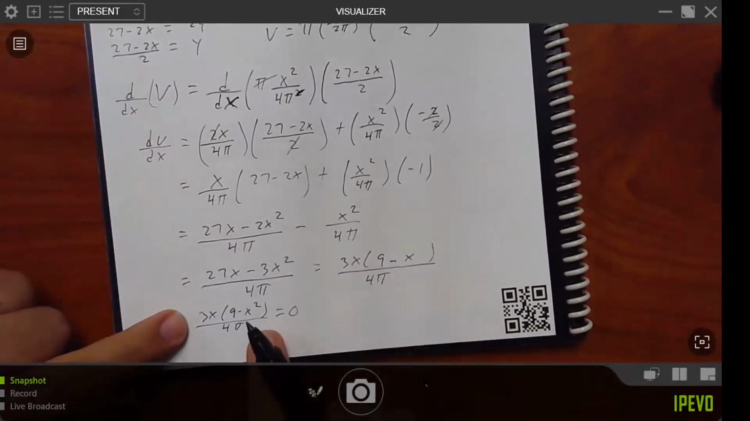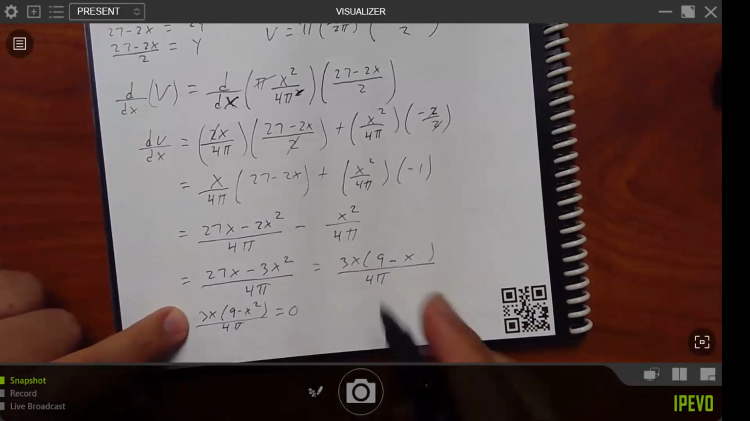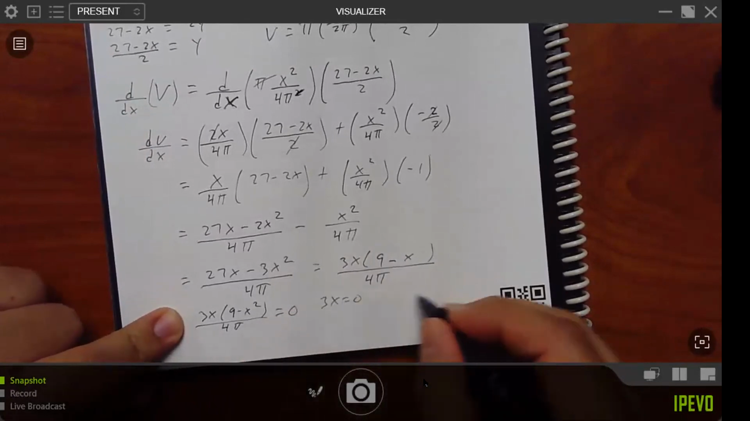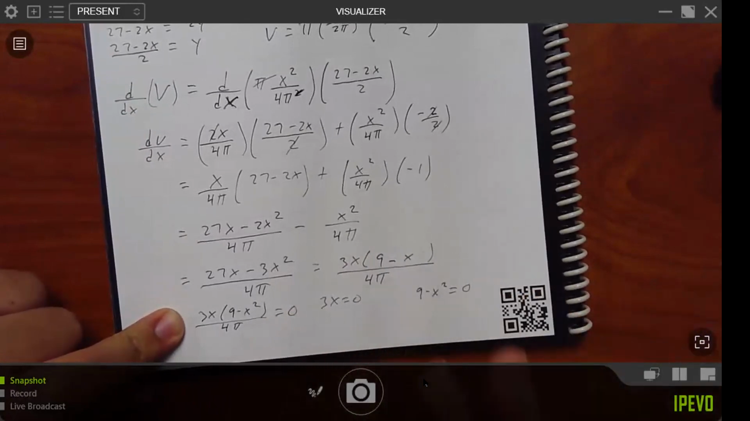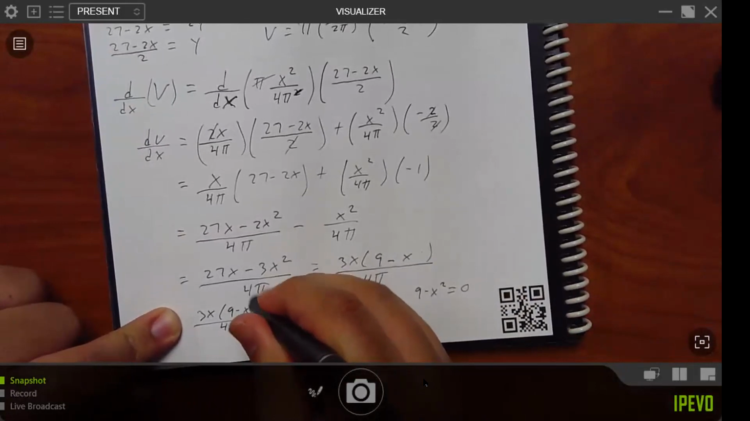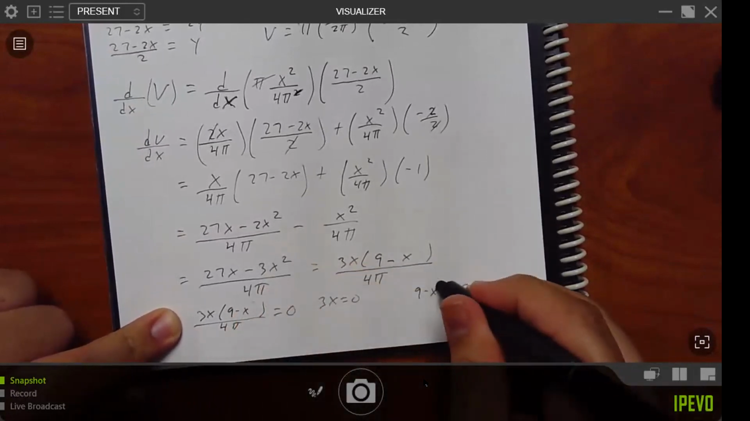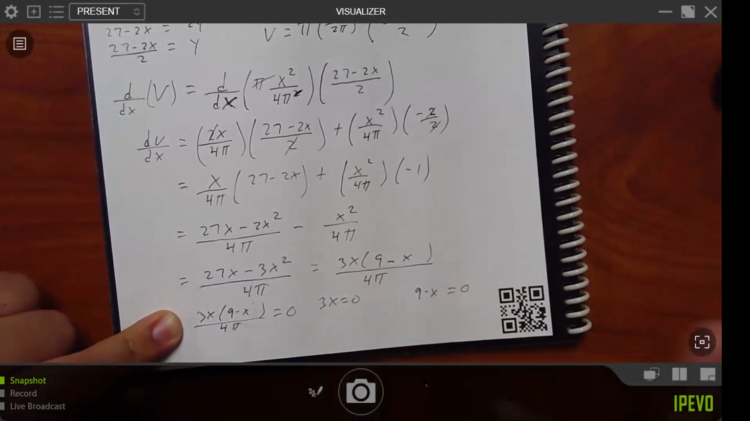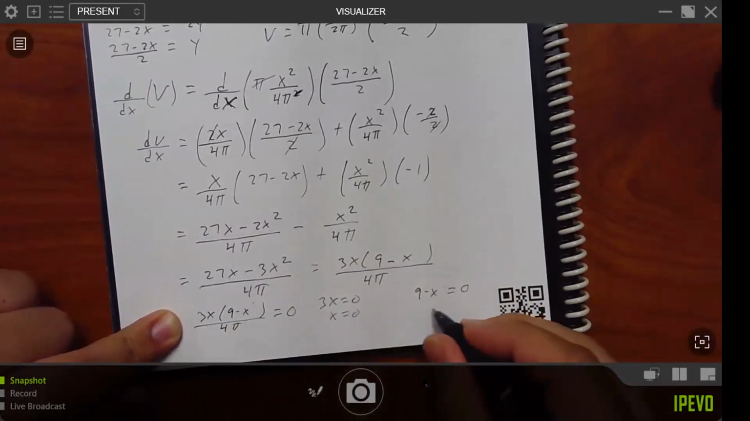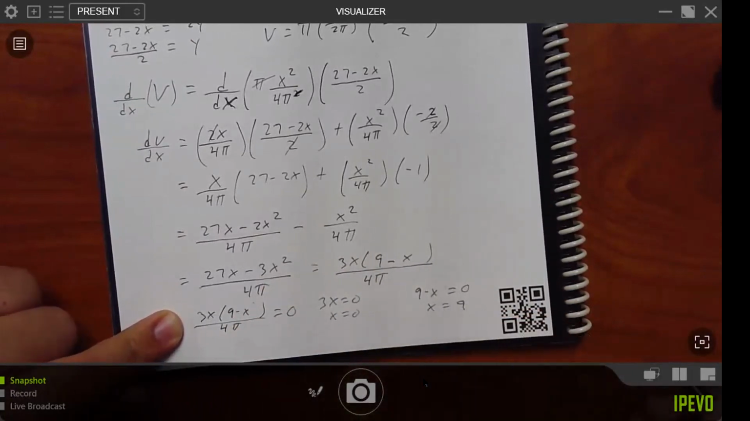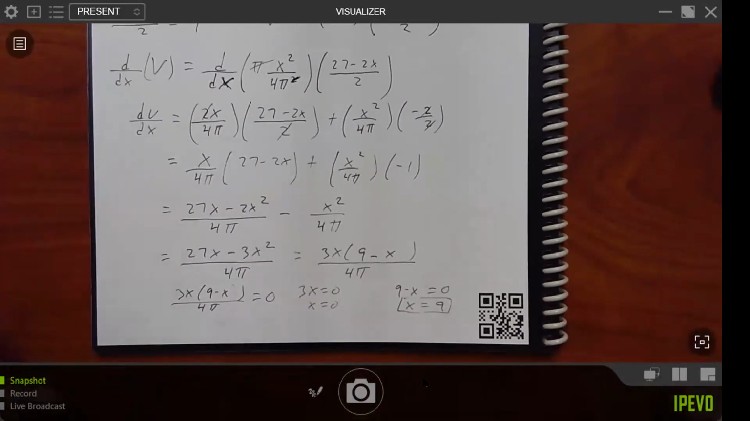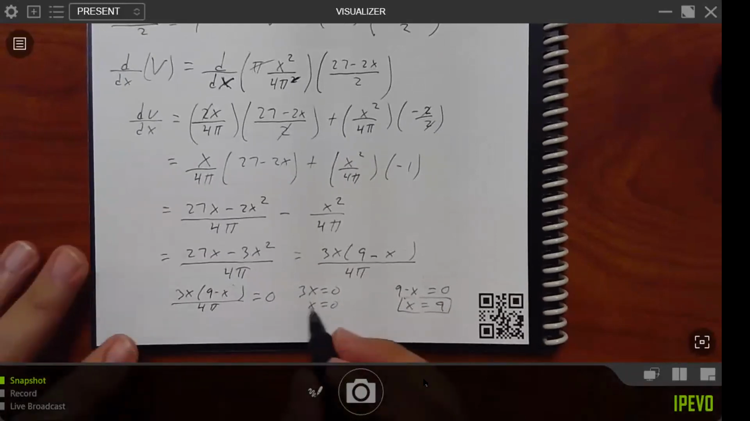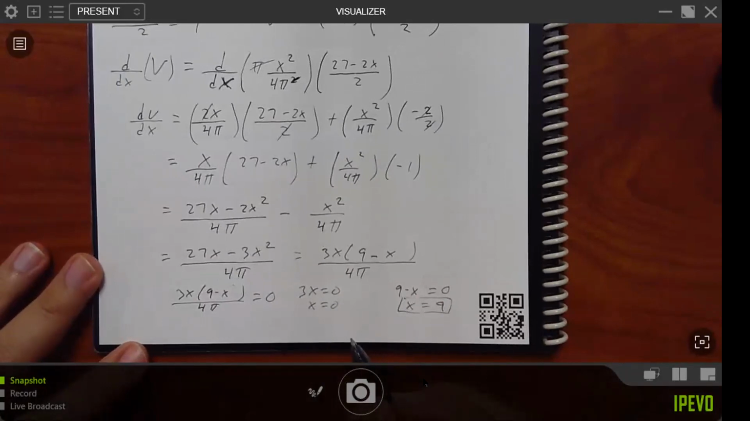Right, so you see, the only way this will be 0 is if the top is 0. So set this to 0. Set this to 0. Oh, okay. But there is no square. So the answer is x equals 0 or x equals 9. So you choose this one because it's a dimension. That makes sense?